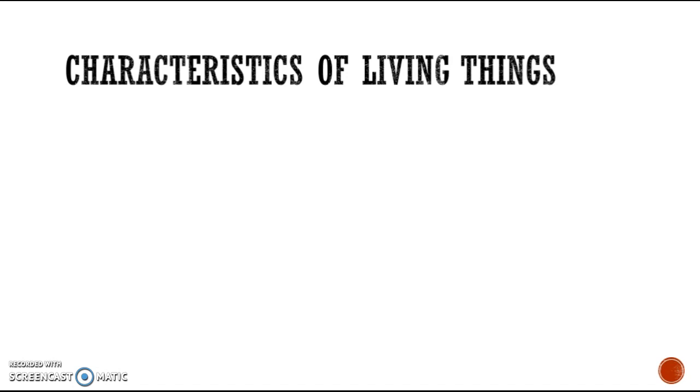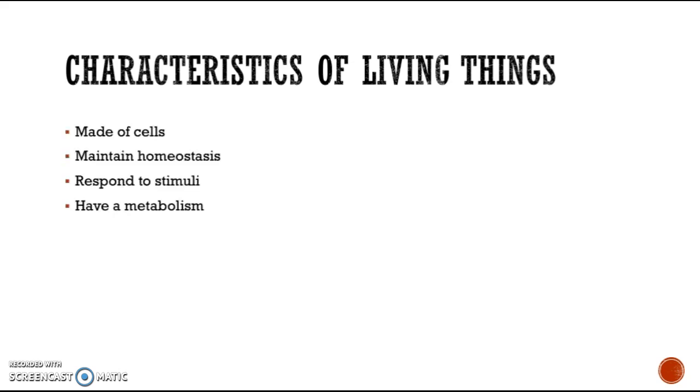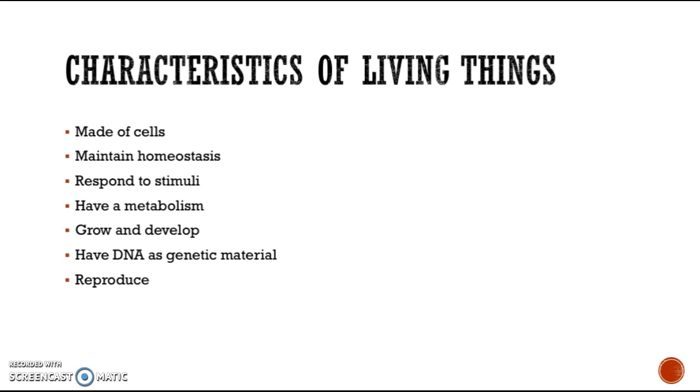Because we're starting by looking at viruses, I want to take a look at the characteristics of living things. So there are 8 characteristics here. Made of cells, maintain homeostasis, respond to stimuli, have a metabolism, grow, develop, have DNA as a genetic material, and reproduce. And as a group, they're going to be able to evolve.